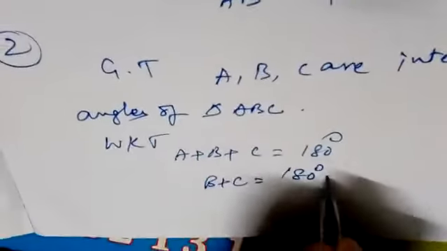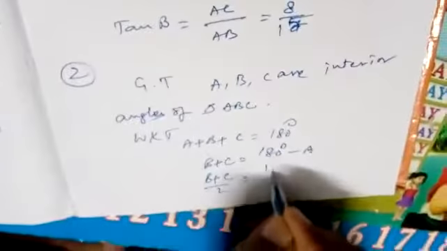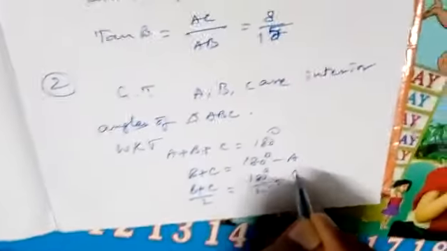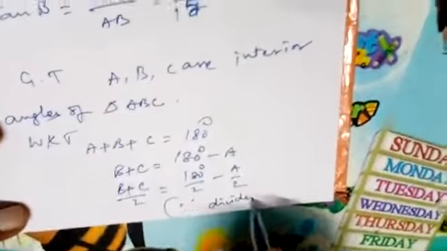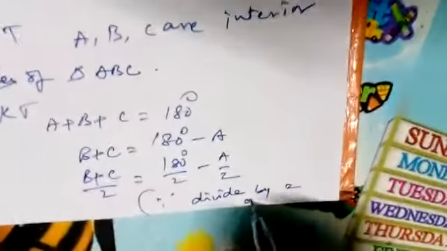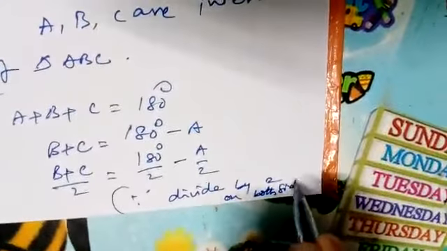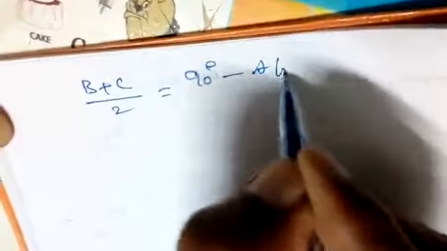So we need the value of A. So B plus C is equal to 180 minus A. So (B plus C) by 2 is equal to 180 degrees by 2 minus A by 2, since we divide by 2 on both sides. So (B plus C) by 2 is equal to 90 minus A by 2.